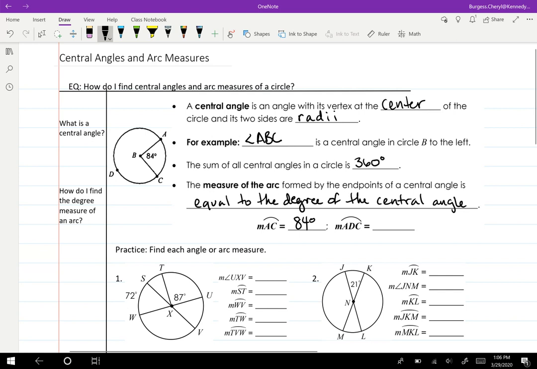And then they say, what is major arc ADC? Well, we know a major arc is greater than 180. ADC goes counterclockwise from A through D to C. So we're going to subtract 84 from 360 to find the degree measure of the major arc. And 360 minus 84 is 276 degrees. So far, so good?